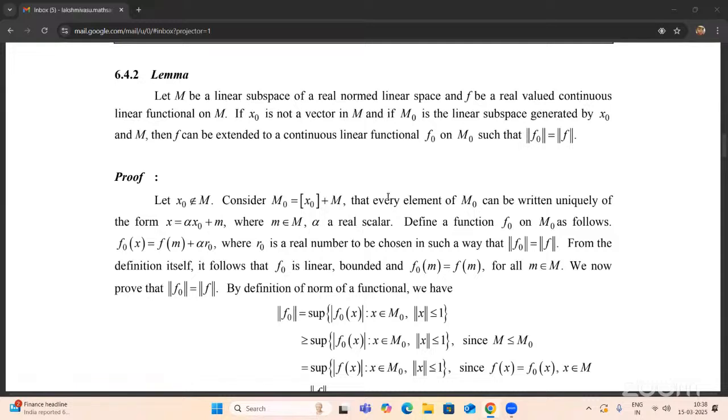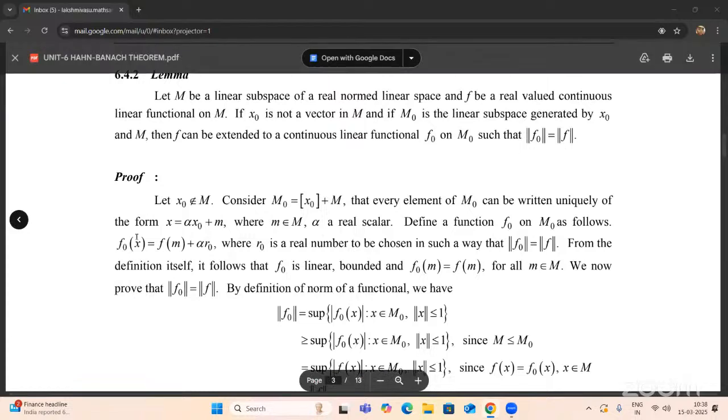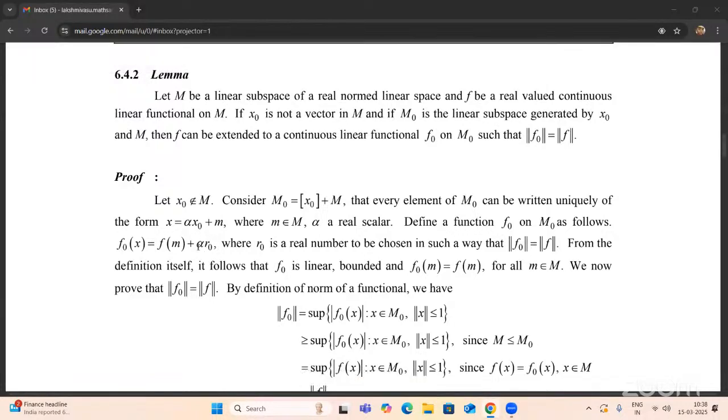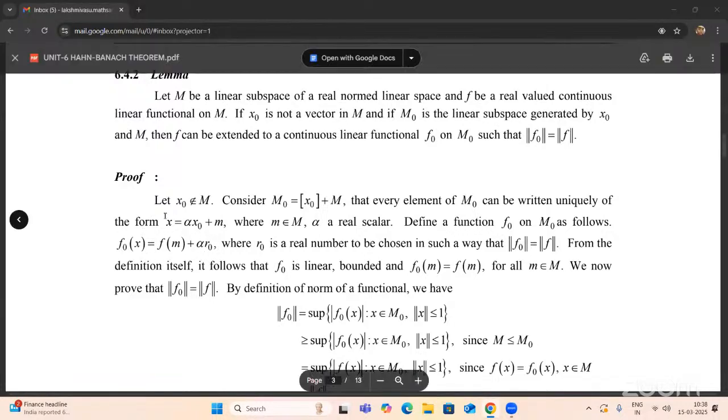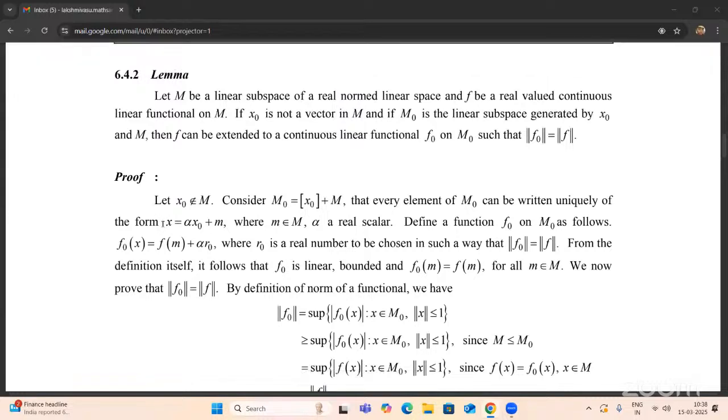Sure. Hello. So here x equals alpha x naught plus capital M, where alpha is any real scalar, and small m also belongs to capital M. So define a function f naught on capital M as follows. Students, listen carefully: f naught of x equals f of m plus alpha r naught. Applying the linear functional on both sides, f naught of x equals f of m plus alpha r naught, where r naught is one of the real numbers.